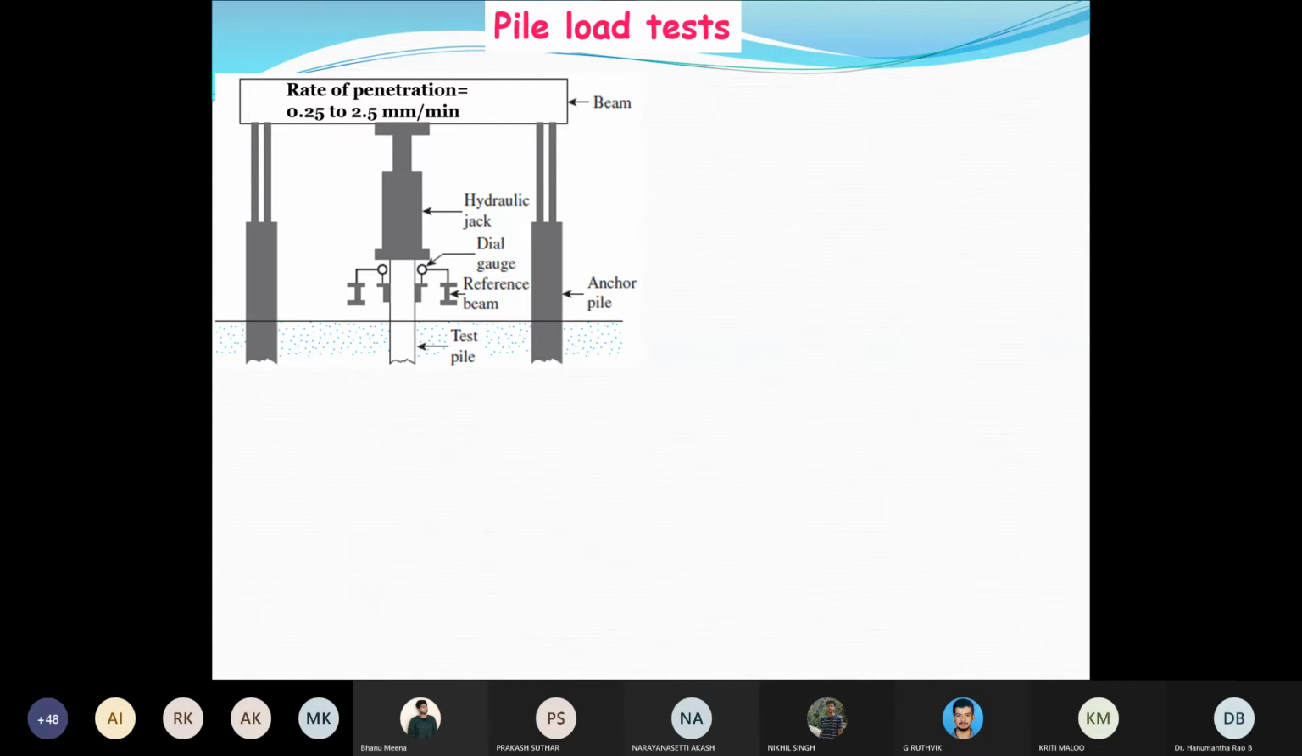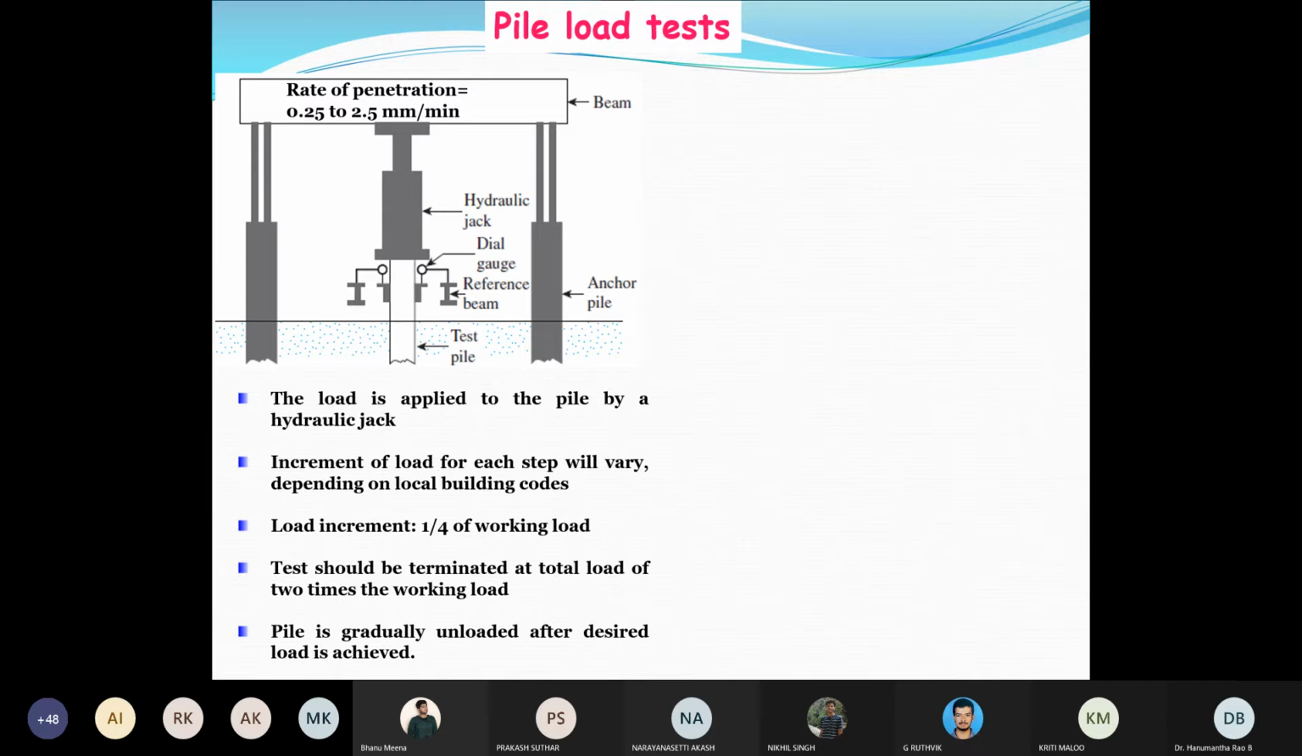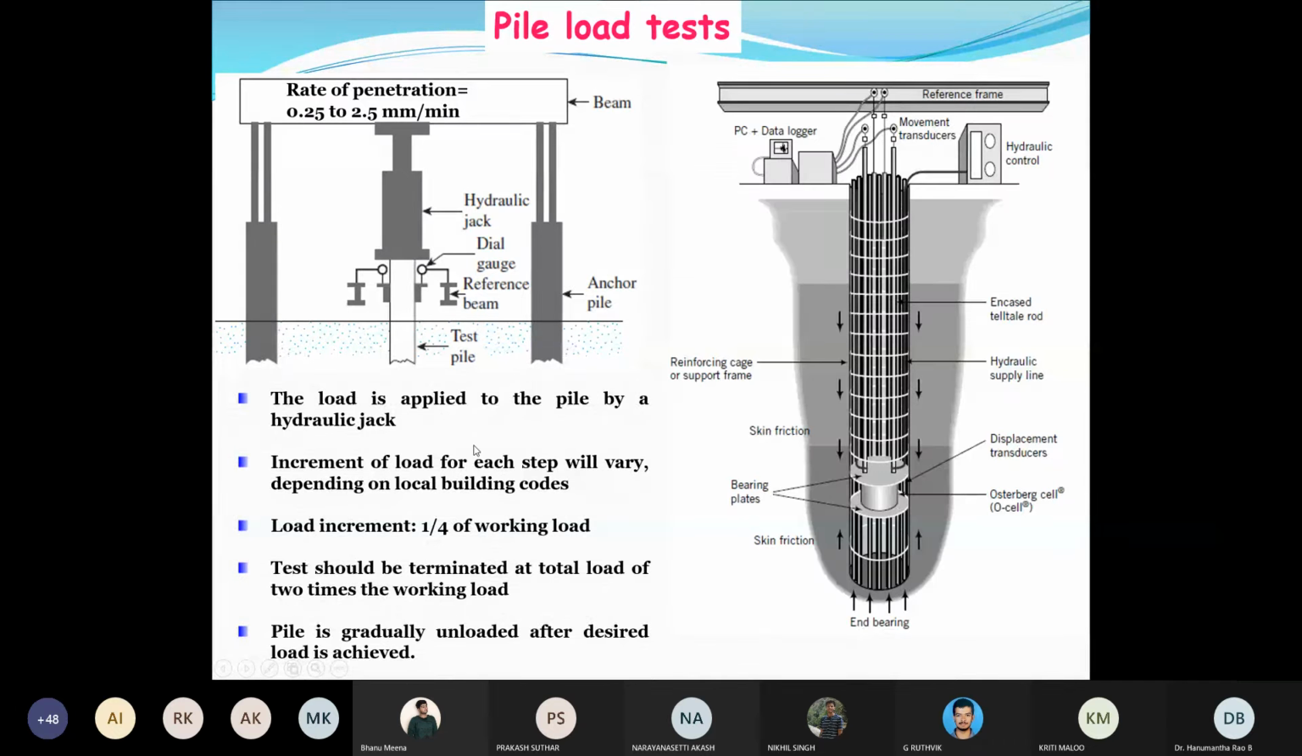Now, how much load shall be applied? Here the guideline says that the rate of penetration shall be 0.25 to 2.5 millimeter per minute. So in between you can choose any rate of penetration. That is up to you. And these are some guidelines. The load is applied to the pile by a hydraulic jack. So this is the hydraulic jack.